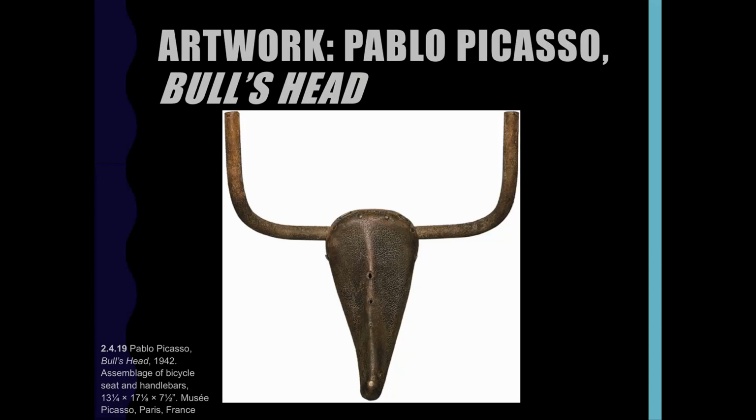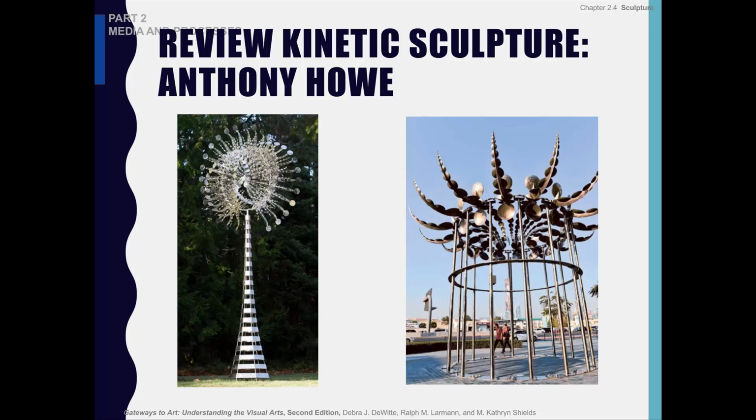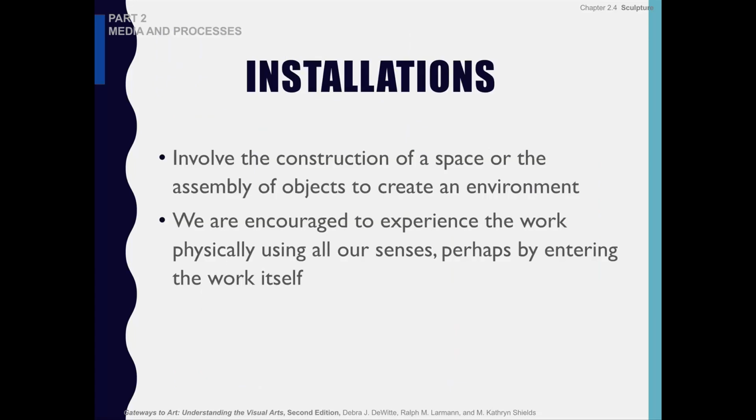But this is called an assemblage, and it uses found objects as well. It has the seat of a bicycle that's been welded to the handlebars to make a bull. Now, if you'll remember, this is a review. Kinetic sculptures are moving sculptures, in this case moved by wind currents. Installation we have not discussed yet, but we will come back to it again in part 3.